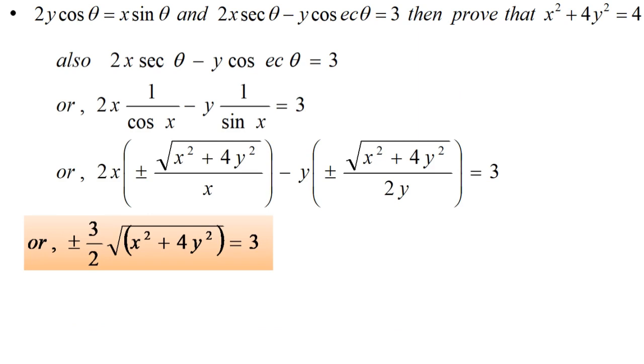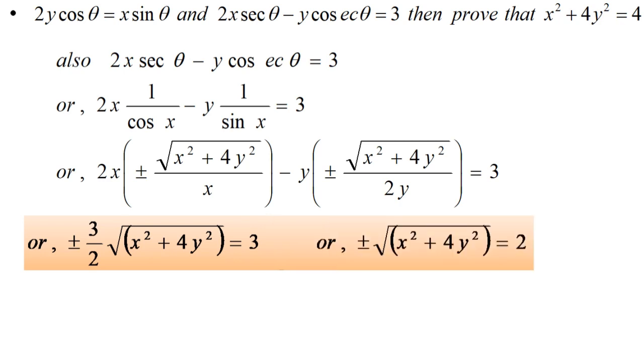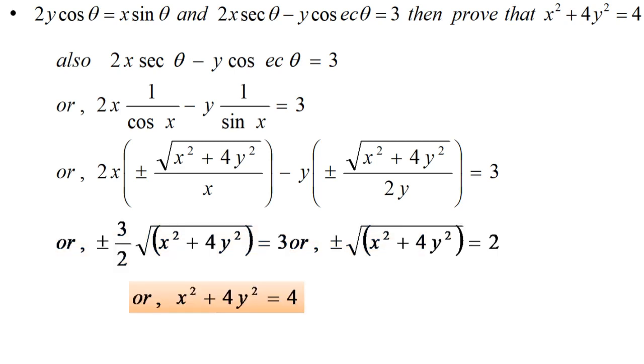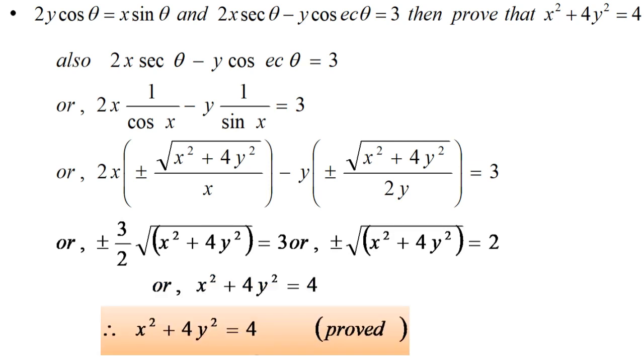Now simplify this equation and we get plus minus 3 by 2 root over x square plus 4y square equals 3. Divide both sides by 3 and we get plus minus root over x square plus 4y square equals 2. And now square both sides and we get x square plus 4y square equals 4. Hence proved.